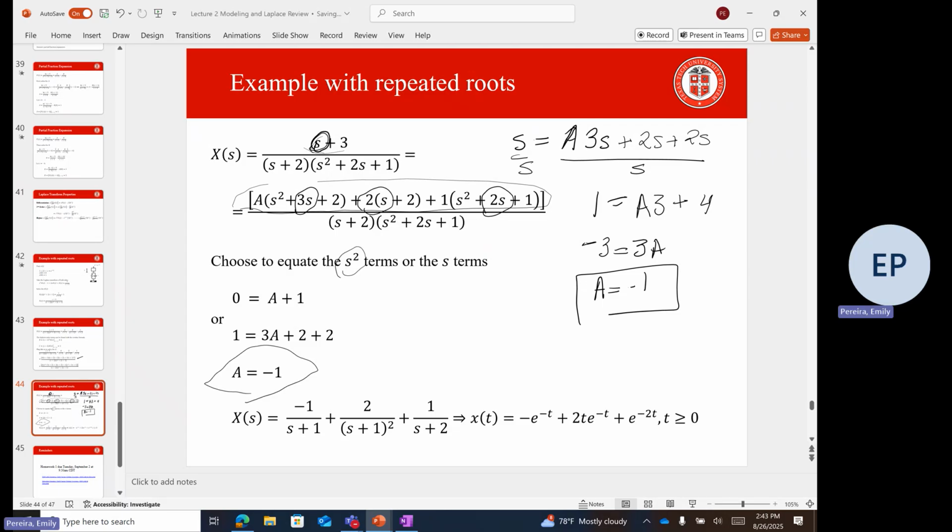You could also pick the s squared terms. You could pick the s to the 0 term. It doesn't really matter, but you'll get the same answer in the end. So now we can plug in our a into our factored term here, and then we can take the inverse Laplace transform of each of these terms. So the inverse Laplace transform is this guy, and the inverse Laplace transform is this guy. So notice there's this extra t now here, and then the inverse Laplace transform is this guy.